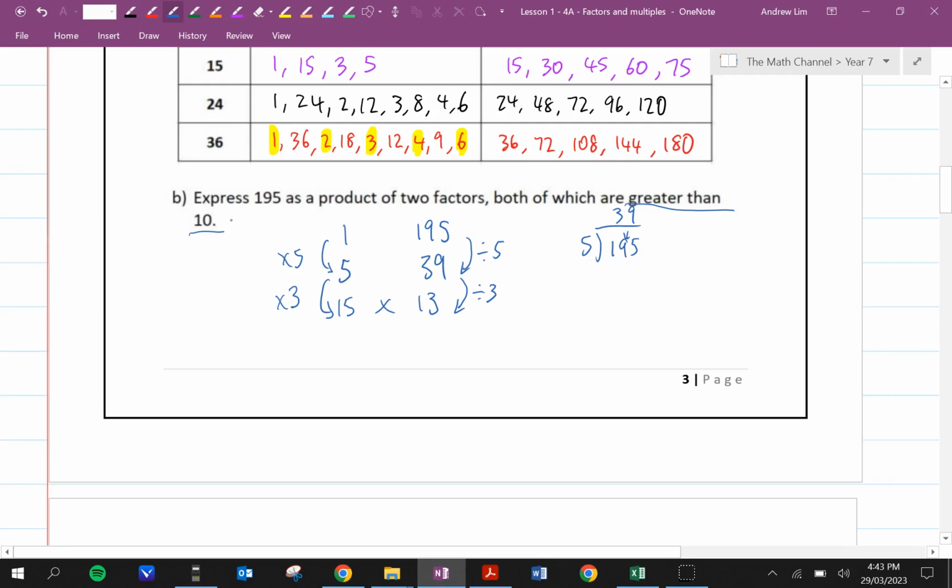So just to double check, 15 times 13. 5 times 3 is 15. Carry the 1. 1 times 3 is 3, plus 1 is 4. Put a 0. 5 times 1 is 5. 1 times 1 is 1. And now we can add these two. 5, 9, 195.